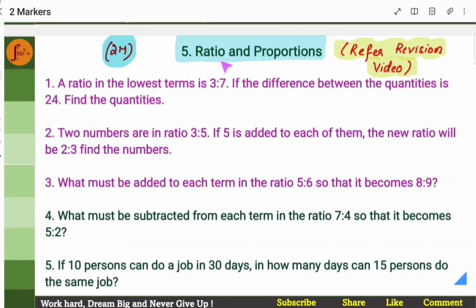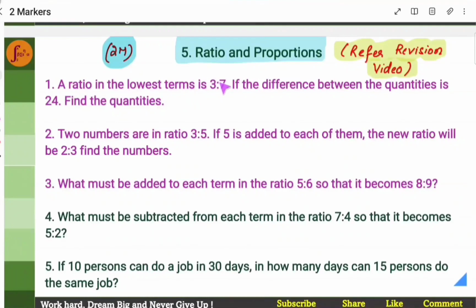Let's come to the fifth topic, which is ratio and proportions. There can be questions coming from any nook and corner of this particular chapter. That is why it's better you go through the revision video for ratio and proportions, where all the different problem types have been covered. You can focus on these problems here.